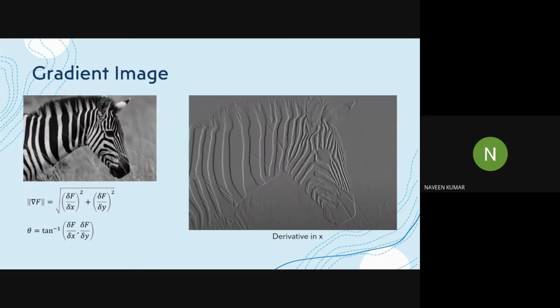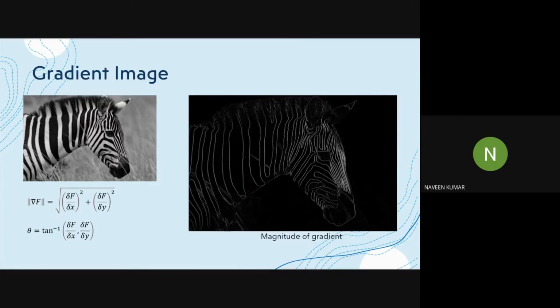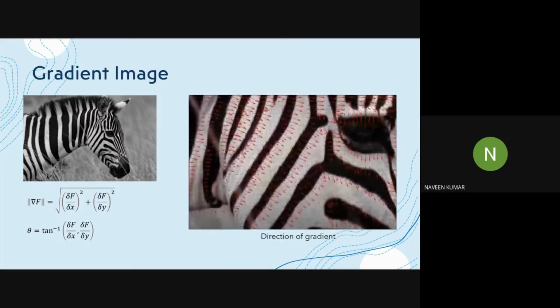So here is the derivative of x on an image of a zebra, and this is the derivative in y, and this is the magnitude of gradient. That is, after calculating the magnitude of gradient at each and every pixel, we have replaced it and we got this image. And this is the direction of gradient. For the direction of gradient, we have drawn small arrows in the direction of gradient. And one thing we can note is that the direction of gradient is perpendicular to the direction of edge.